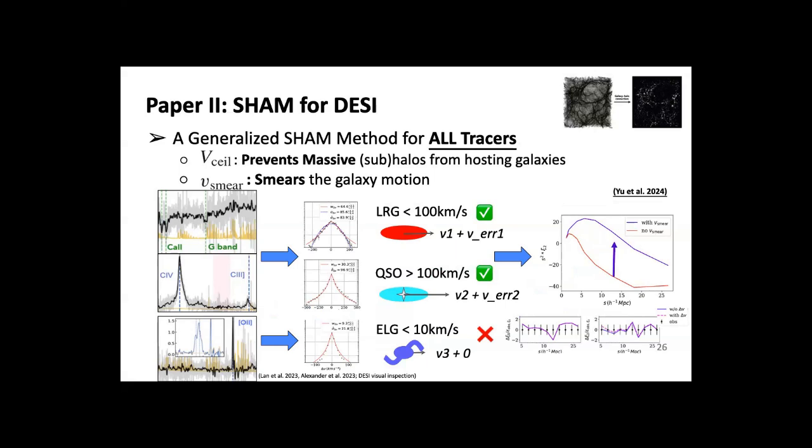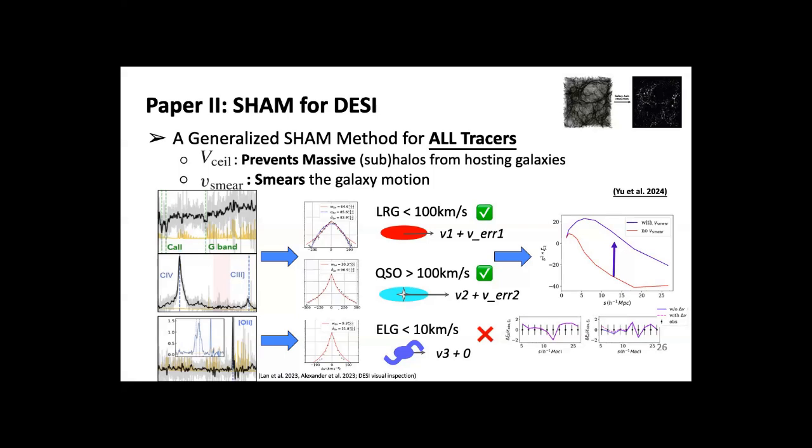If you are in a halo, your galaxy is moving in the halo, and that produces a shift in velocity. So you have to encode this velocity in your mapping. And this velocity will change depending on whether it's a red galaxy, a quasar, or an emission line galaxy, with very different values.